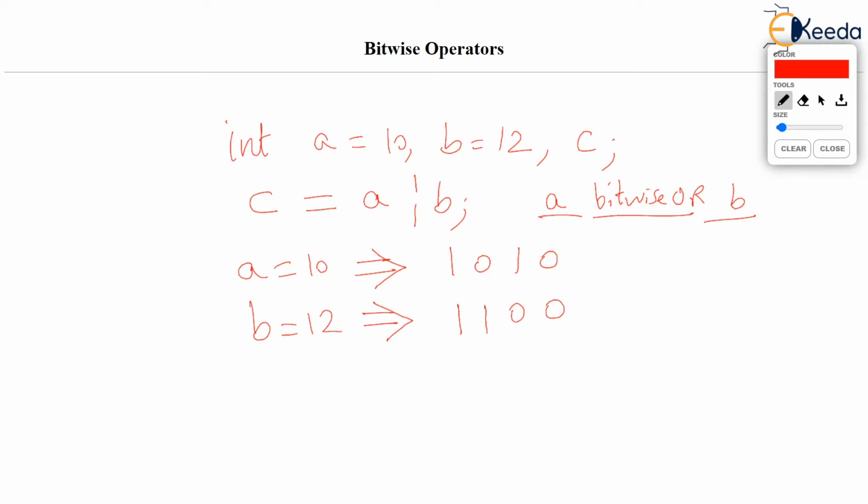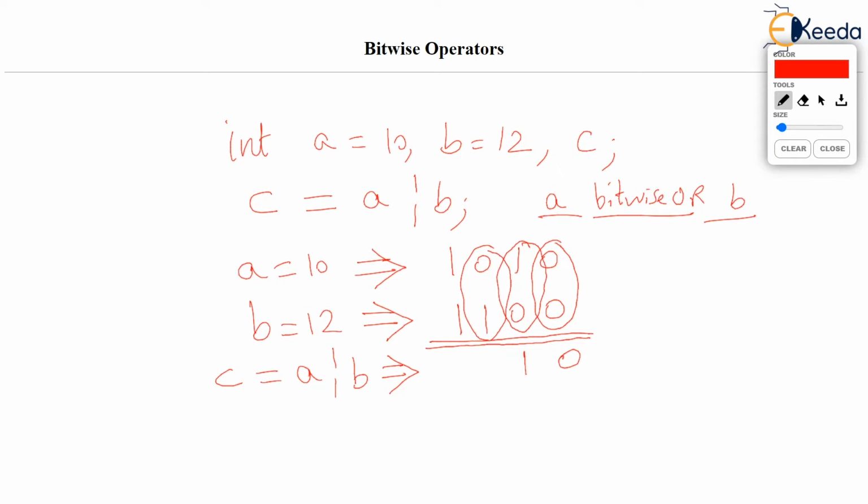Now we are evaluating c equal to a bitwise OR b. As the OR logic gate says, if at least one input is high, then the output is high. Otherwise the output is 0. Now 0 or 0 is 0. 1 or 0 is 1. 0 or 1 is 1. And 1 or 1 is 1, since both inputs are high. So this is c. c is 1110, but this is in binary form.